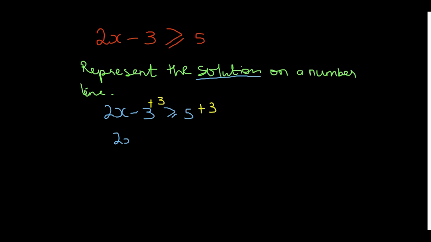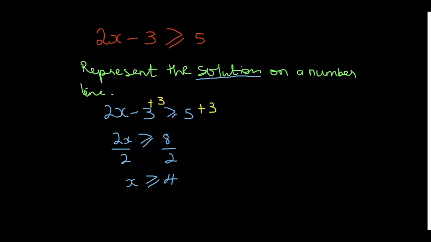2x is greater than or equal to 5 plus 3, which will give me 8. And then finally, we divide both sides by 2, and we will get that x is greater than or equal to 4, which we do know how to represent on a number line, right? We looked at it just a few minutes ago.